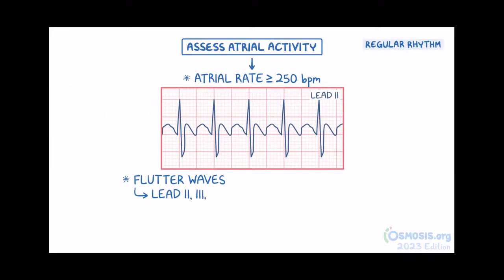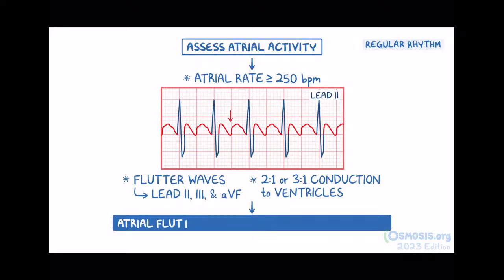Now, let's say the ECG reveals atypical inverted P waves with a P-to-P interval indicating an atrial rate equal to or greater than 250 beats per minute. The P waves, also known as flutter waves, will have a negative sawtooth appearance in leads 2, 3, and AVF that conduct at a 2:1 or 3:1 ratio to the ventricles. These findings are highly suggestive of atrial flutter with a rapid ventricular response.